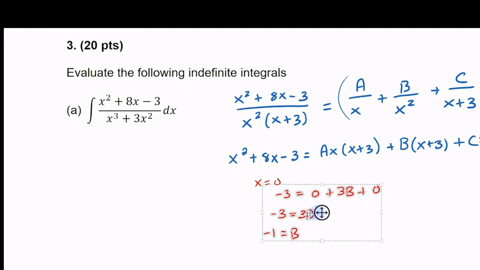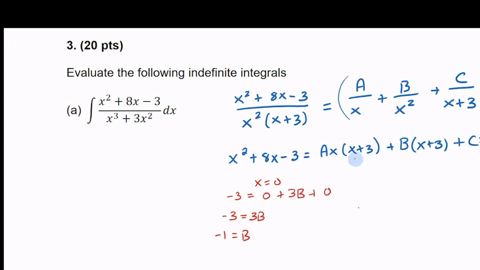Now let's plug in a different x value. Another x value we can plug in is -3. The way we came up with x equals 0 is we looked at our terms here and asked ourselves, what x value can we plug in to zero out any of these factors? If I plug in x equals 0, it would have zeroed this and this out. Another x value I can plug in is -3, because that will zero out this and this factor.